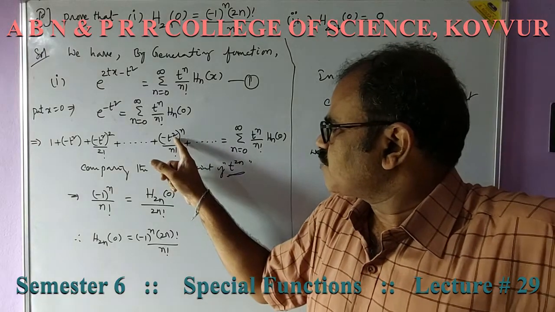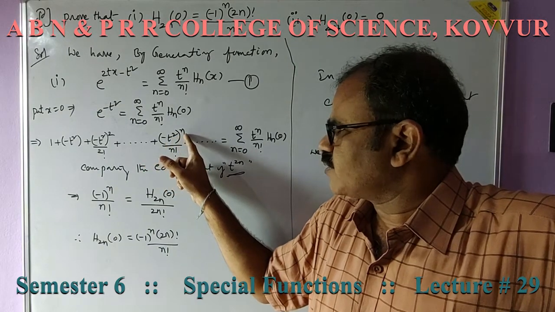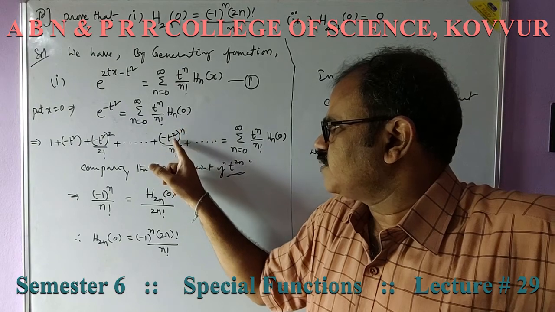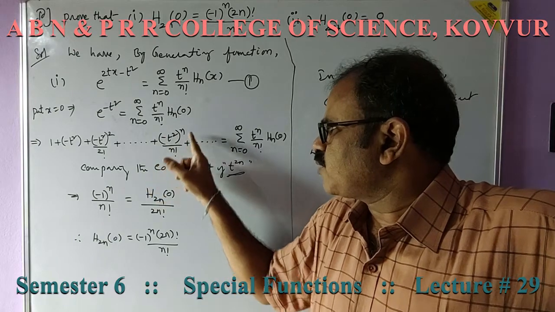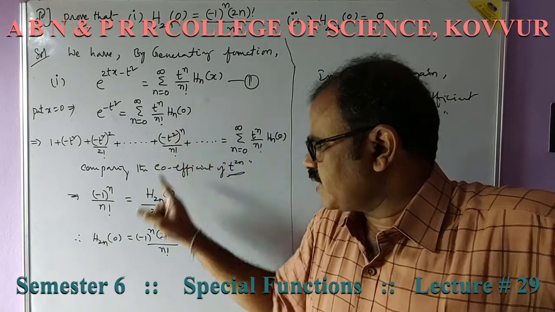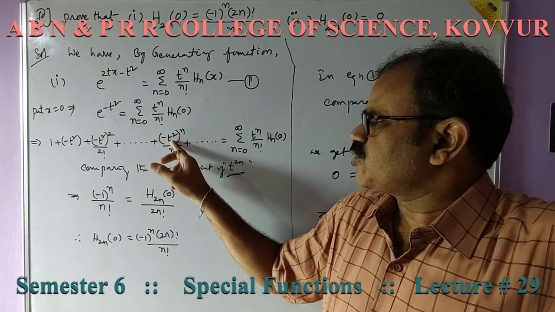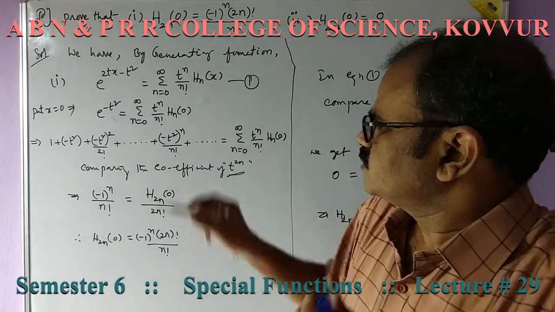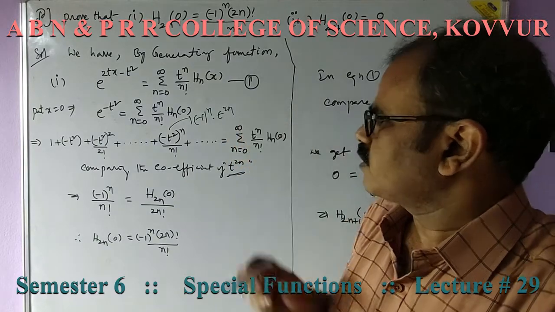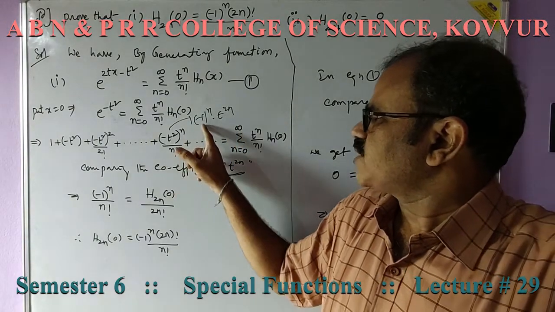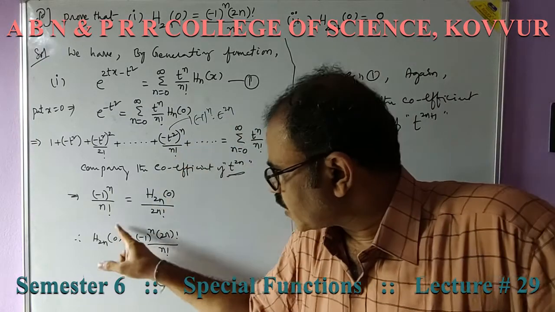What is the coefficient of t^2n here? This is (-1)^n into t^2n, so (-1)^n t^2n by n factorial. So the coefficient of t^2n here is (-1)^n by n factorial. Why? Because (-t^2)^n is nothing but (-1)^n t^2n.